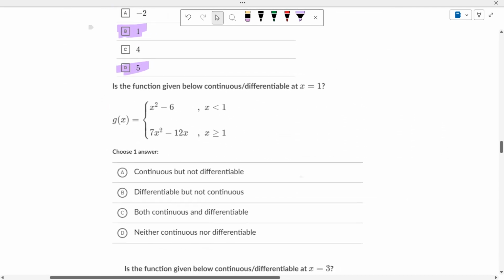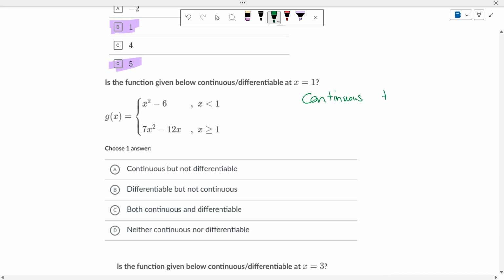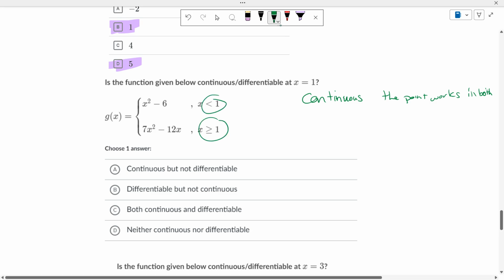All right. Then we get to continuous differentiable, and you have to understand the difference between continuous and differentiable. Continuous is the point works in both. It has to be the same point in both. Okay, so this point and this point has to work in both to be the same point.